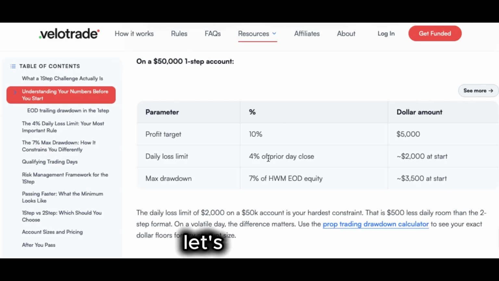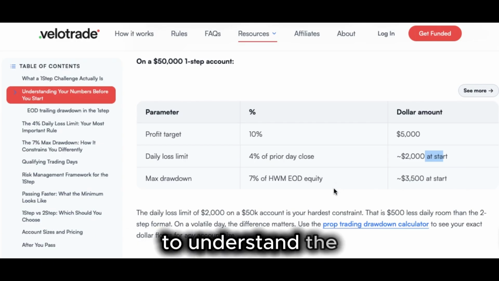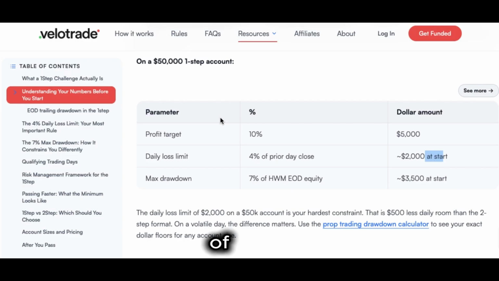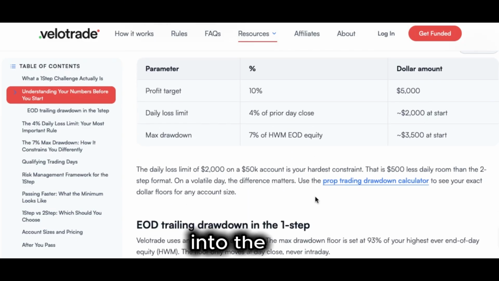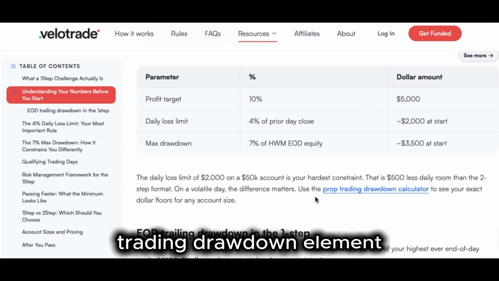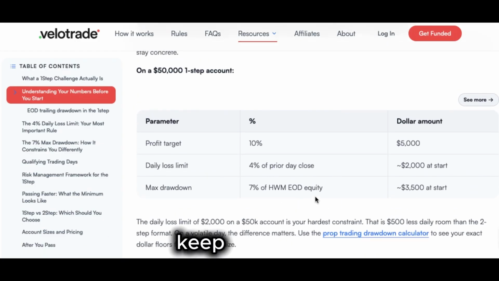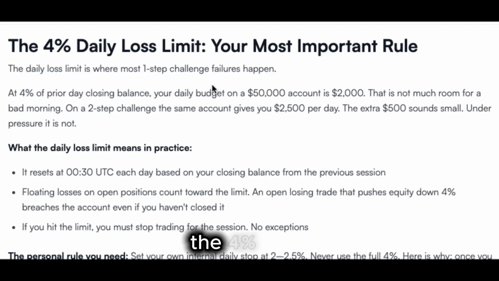For the moment, let's set aside these elements: prior day close, at start, and high watermark. These are very, very important elements. They are extremely important for you to understand the full implications of a one-step account, but I'm going to dig deeper into the end of day trailing drawdown element in another video. For now, we keep it general and we focus on this number in this video. The 4% daily loss limit, this is your most important rule, at least at the beginning.